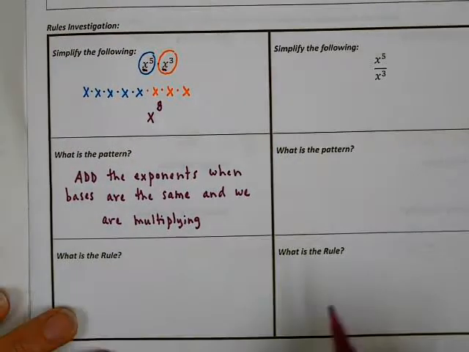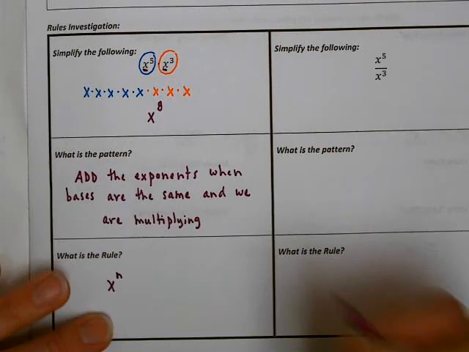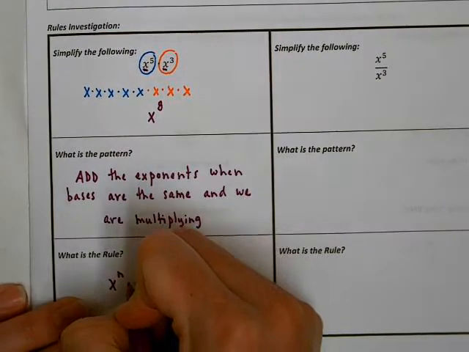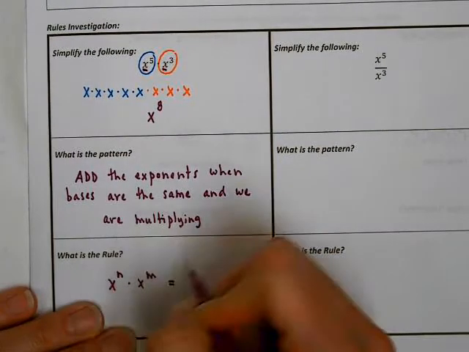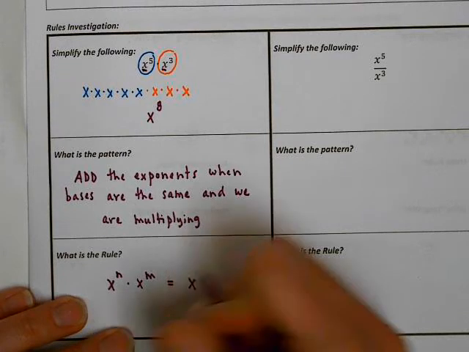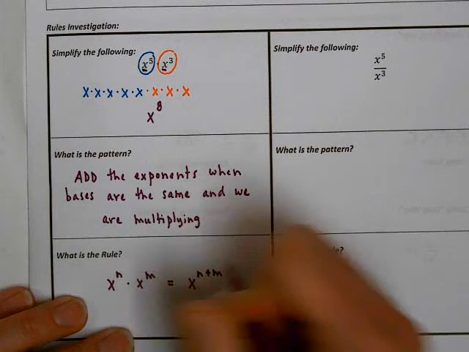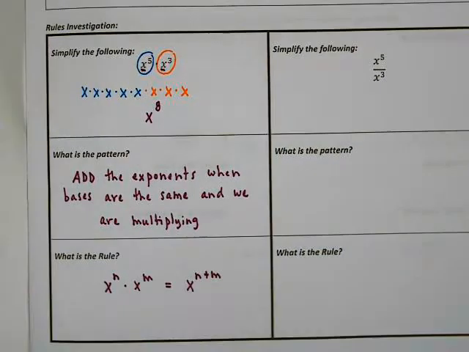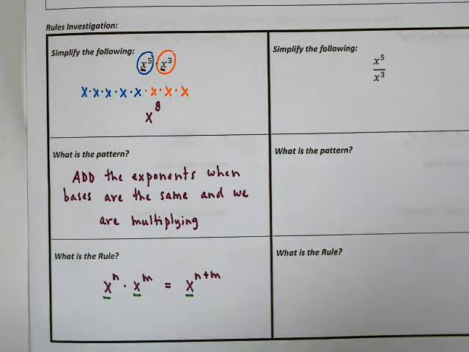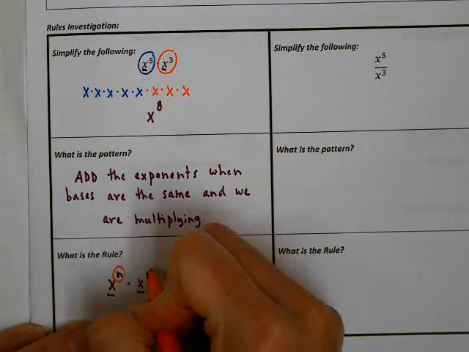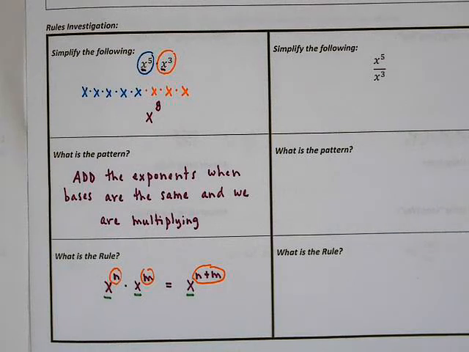If I wanted to write a general rule, it looks like this: x to the, we'll call it generically the nth power, times x to the m. If we simplify that, our base would stay the same and we would have x, and then we would add our exponents, to the n plus m. Notice my base is always x, and then to get my exponent, I'm just adding those exponents together. So that was our first rule.